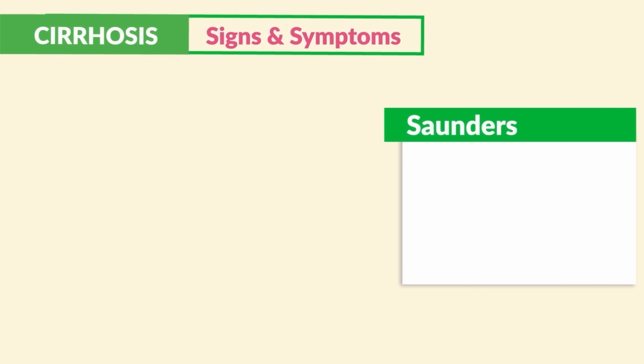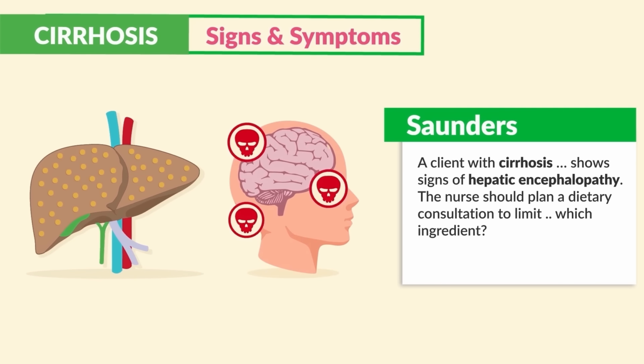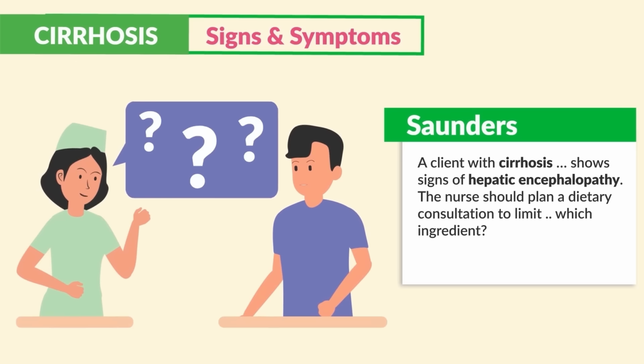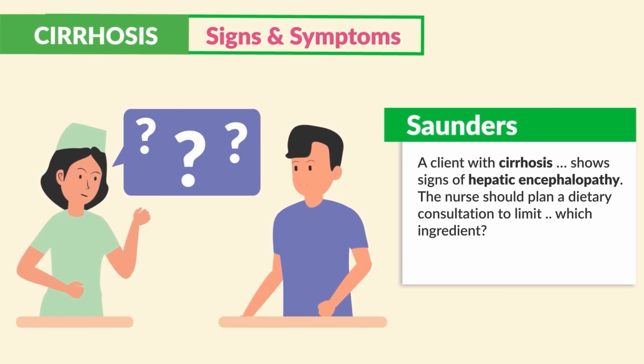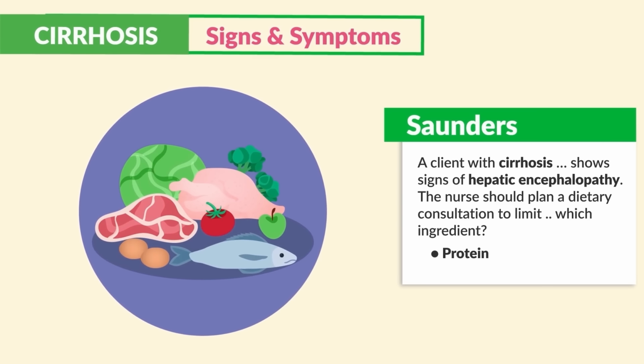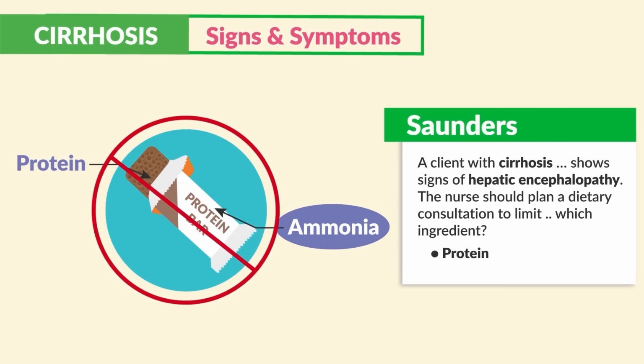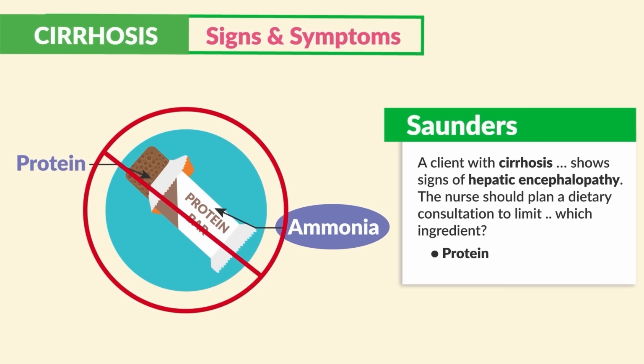Now, Saunders mentions a client with cirrhosis shows signs of hepatic encephalopathy. The nurse should plan dietary consultation to limit which ingredient. And the key answer was protein. Yes, protein has the ammonia waste. Remember, ammonia is the protein wrapper, the waste around the protein, which causes the hepatic encephalopathy. So limiting protein will limit the ammonia.